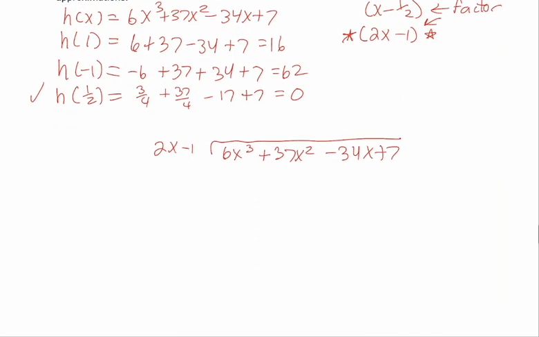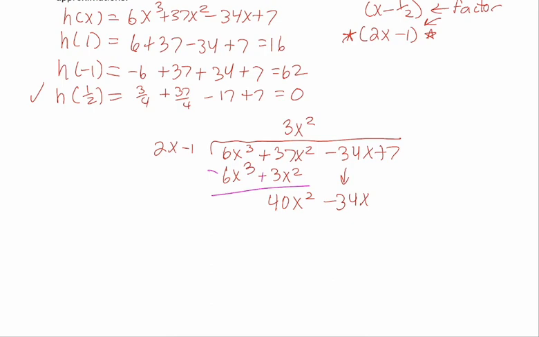What times 2x is 6x cubed? That would be 3x squared, so put it above the x squared. Now remember, we're going to distribute. We get 6x cubed minus 3x squared. We're subtracting, so change the signs of both. The first term should always go away. We're left with a 40x squared minus 34x because we need to bring down the next thing. We had 2 terms, we need 2 terms.